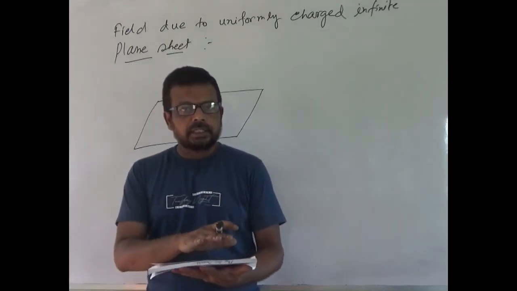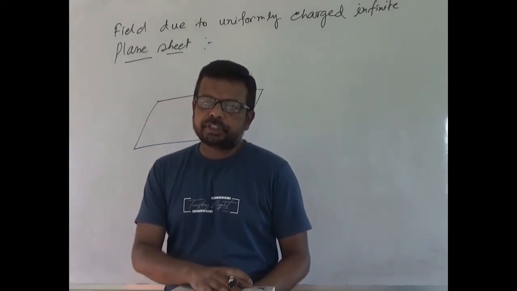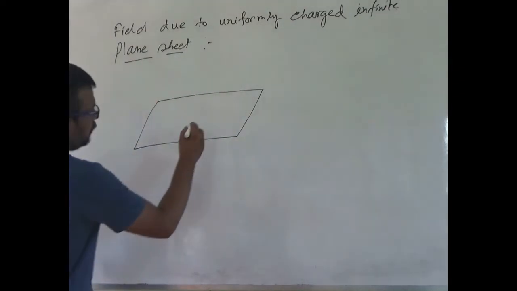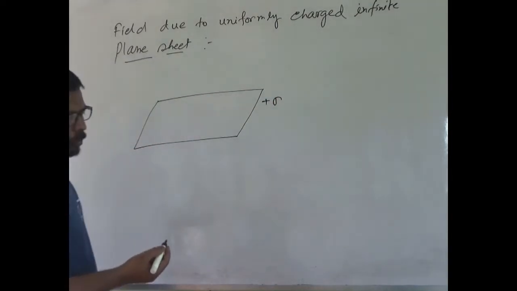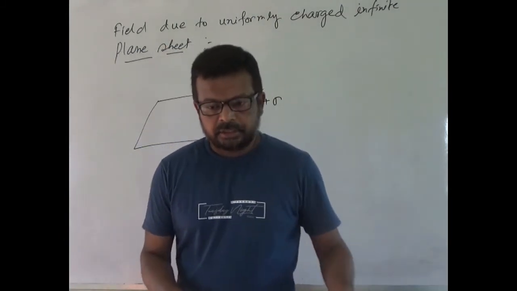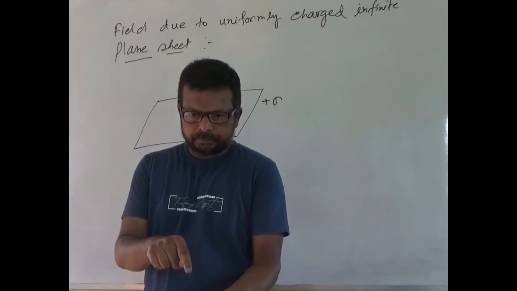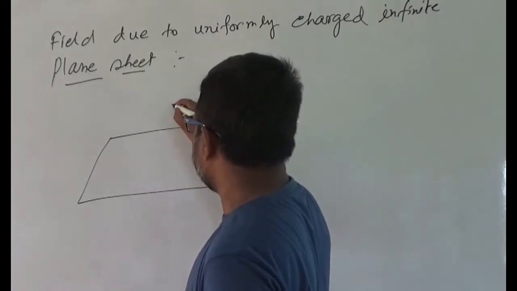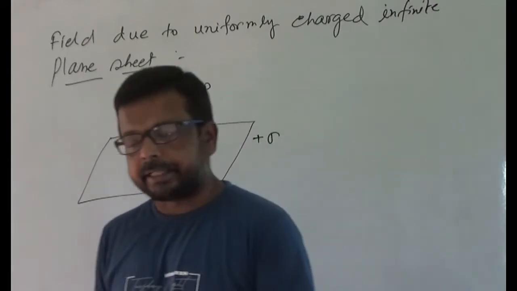This is charged with plus sigma. That is, it is uniformly charged with the surface charge density plus sigma. Now we have to find the field near this surface. That means if this is the plane sheet, then we are going to find the field at this point, just near the surface. Let us say this is the point P, where we have to calculate the electric field intensity.